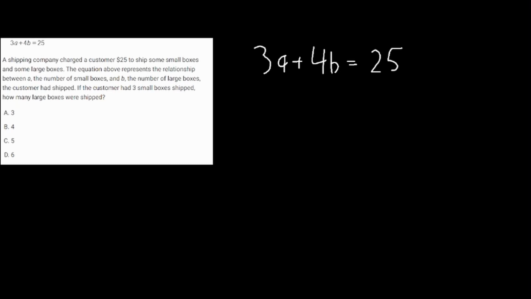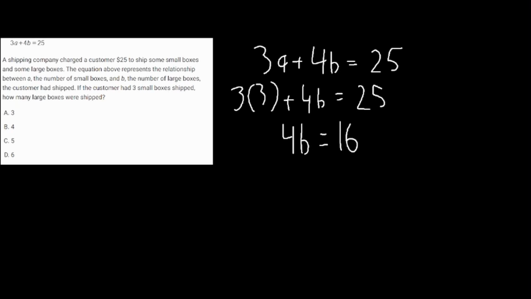Okay, so since we know that a is the number of small boxes and 3 small boxes were shipped, we can plug in 3 for a. So we get 3 times 3 plus 4b equals 25. And now we can just solve for b to find out the number of large boxes that were shipped. So 3 times 3 is 9, so we can subtract 9 from both sides. So 4b equals 16. And then we can divide both sides by 4, giving us b equals 4, which is answer choice B.